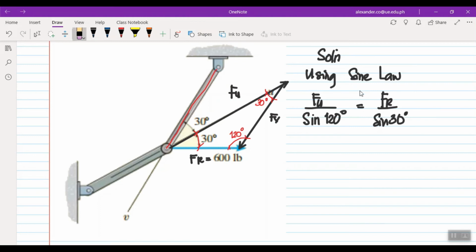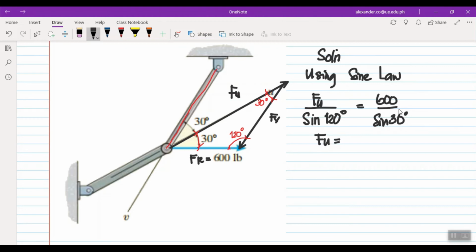So, gagawin ko tong 600. So, this one is 600. Okay, may nasulat lang. Burahin lang natin to. Okay, so what is F sub u? Kasi doon, Fu will be what?